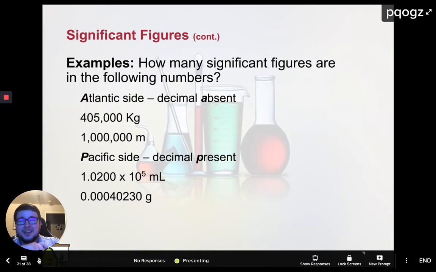Okay. So go ahead and answer this question too. So I want you to try these examples. How many significant figures are in the following numbers? So here are the Atlantic ones. These are where the decimal is absent. So remember, Atlantic, you're going to approach the number from the right, from where the Atlantic Ocean is. Stop whenever you hit a number that's not a 0, and then every number after it, including the number you stopped at, is significant. Okay? Go ahead and pause and do those, and then I'll give you feedback on your answers.